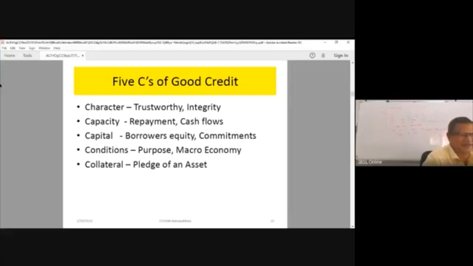Finally, I come to collateral. Collateral is an asset which is able to be pledged.